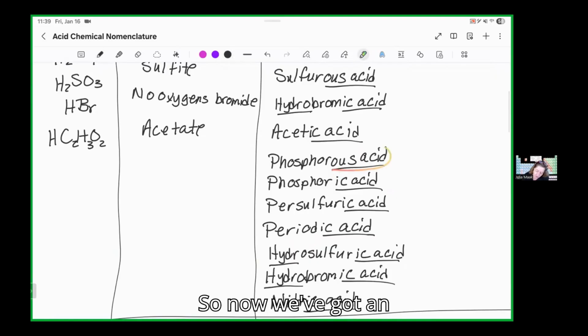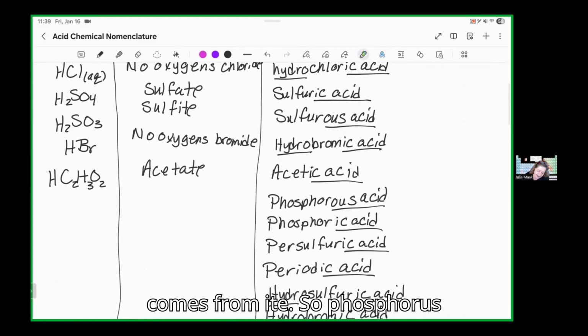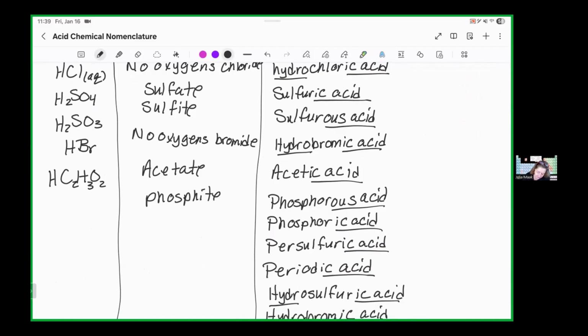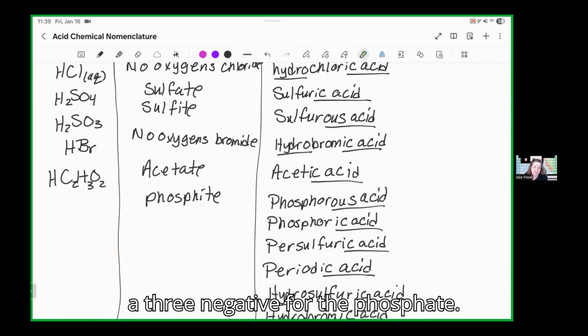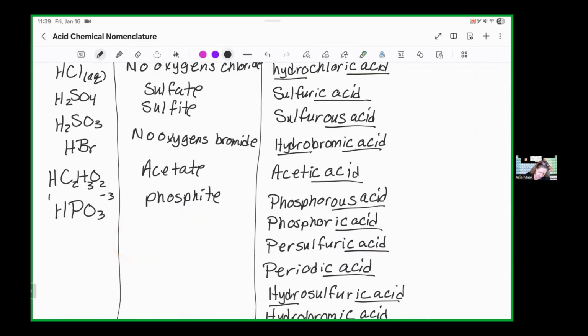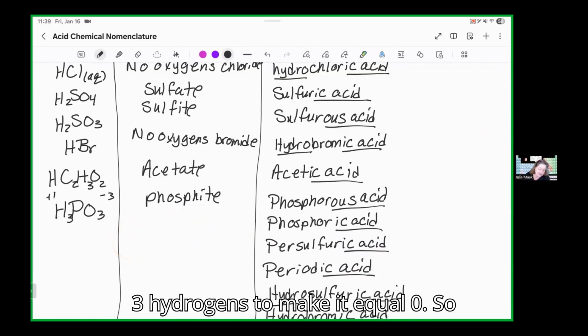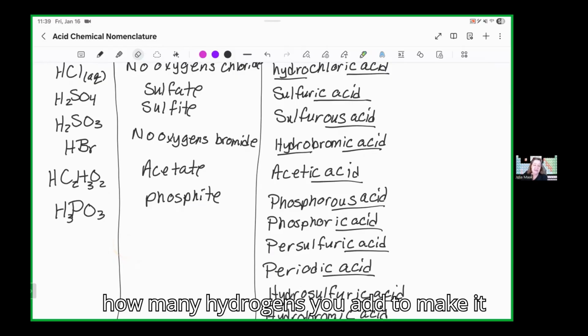So now we've got an -ous acid, and remember, -ous comes from -ite. So phosphorous came from phosphite. And we know from Phoenix that it's got 4 oxygens and a 3 negative for the phosphate. So phosphite is 1 less oxygen. Okay, so it's PO3 with a -3. So it needs 3 hydrogens to make it equal 0. So whatever your negative charge is, that's how many hydrogens you add to make it equal 0.